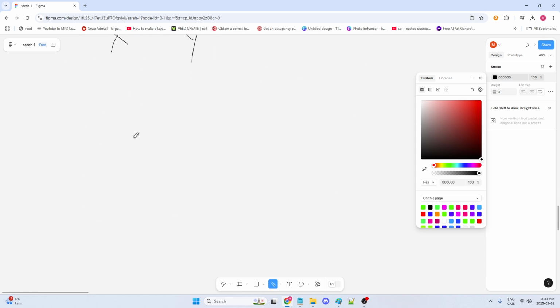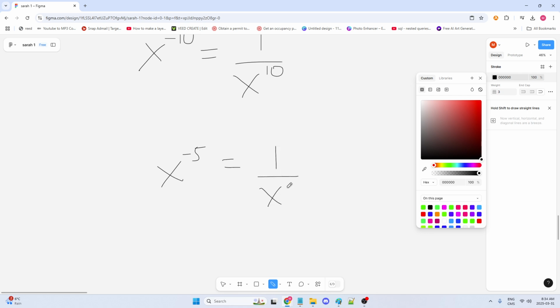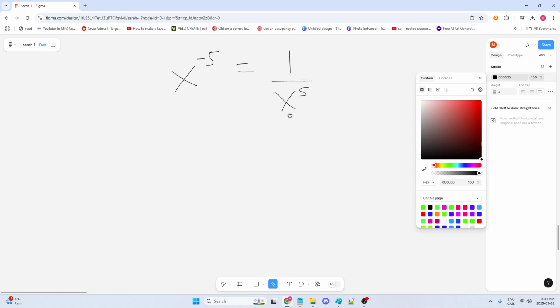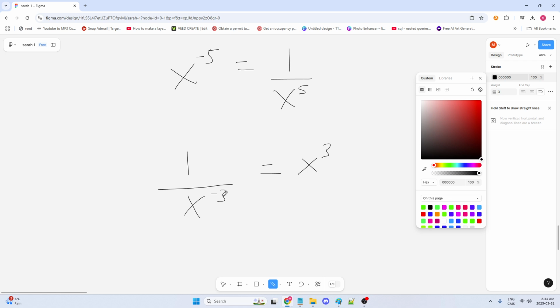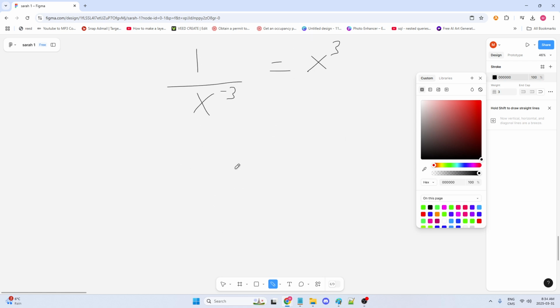Now let's see the negatives. So whenever you have a negative like this, x to the minus 10 is the same thing as putting this under a denominator like this. So let's say you have x to the minus 5, it is the same thing as putting this under the denominator and removing the negative. So the same thing. So what if you have this minus 3 in the denominator? So you can put this on top. So you just put it on top and you just remove the negative. Okay. So let's have an example.